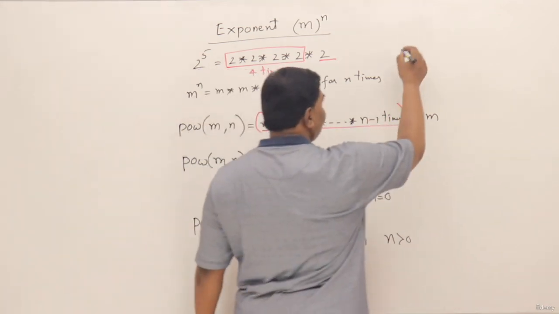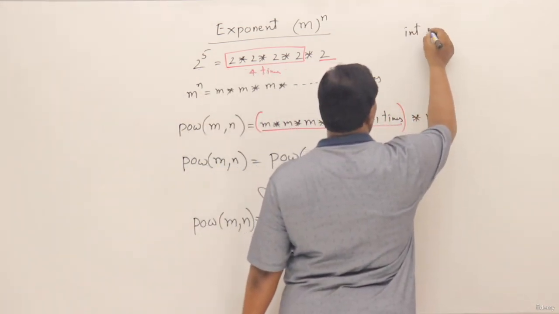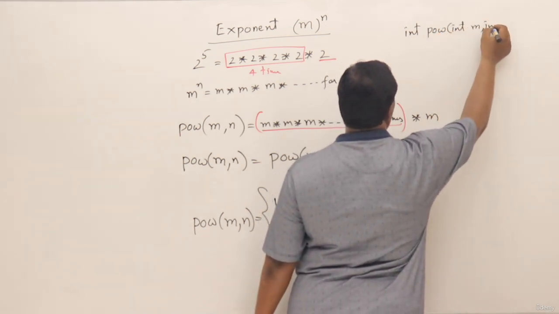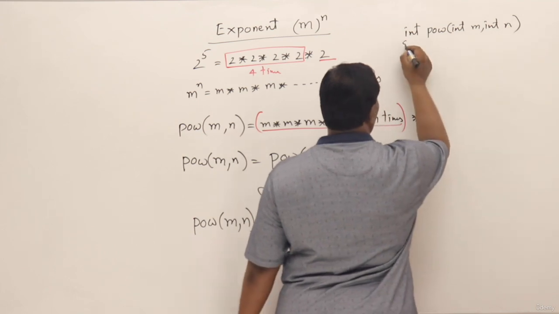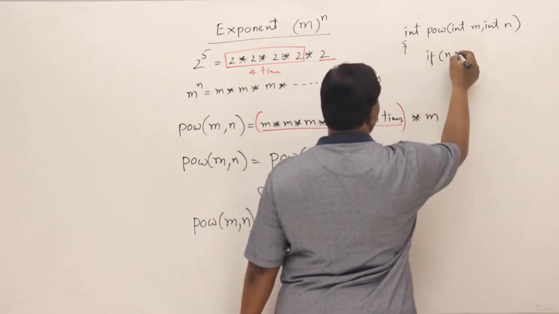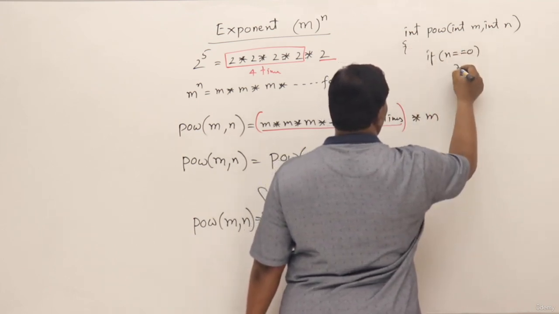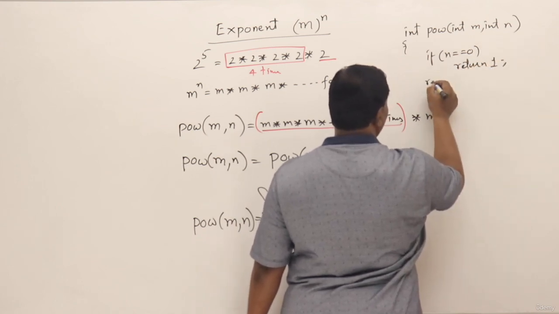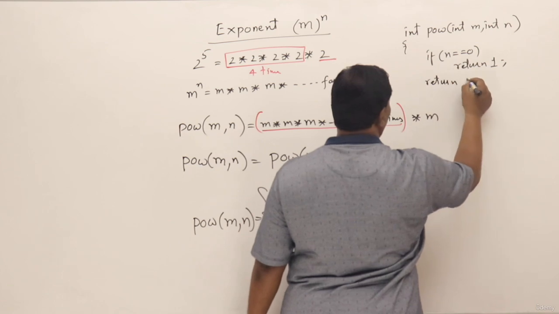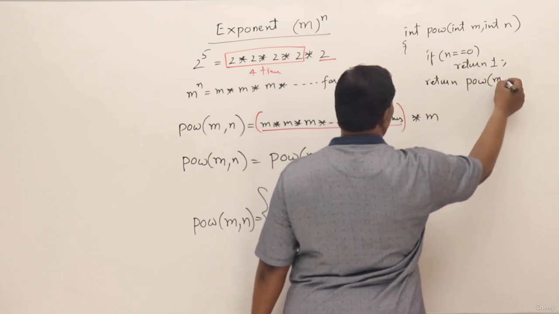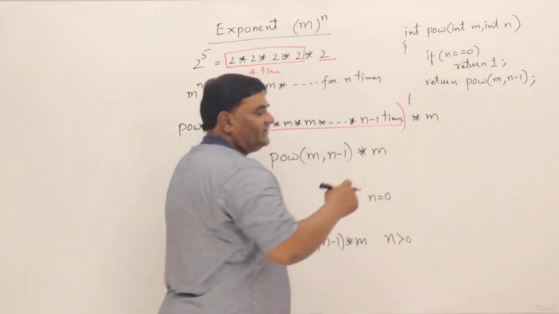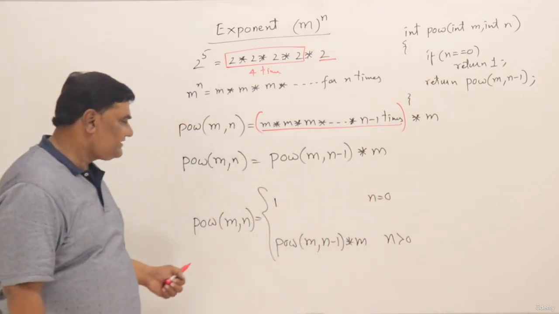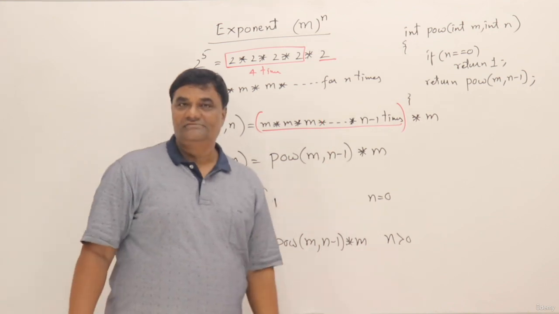Let me write a function here: int power(int m, int n). If n is equal to 0, return 1. Otherwise, return power(m, n minus 1) into m. That's all. It is just a 2-3 line function. It's a simple function, so this is converted into a recursive function.